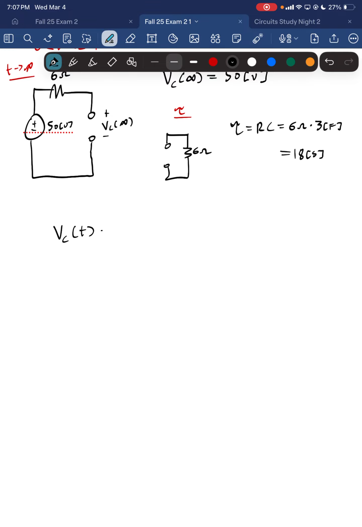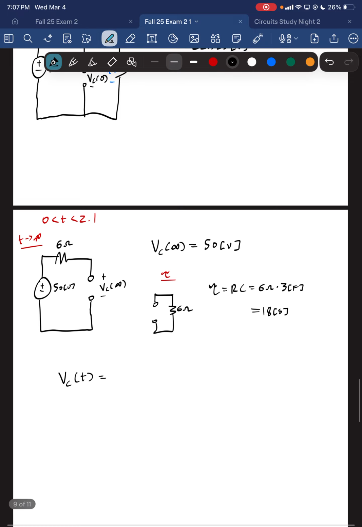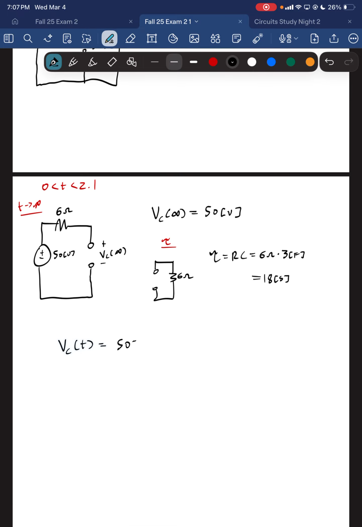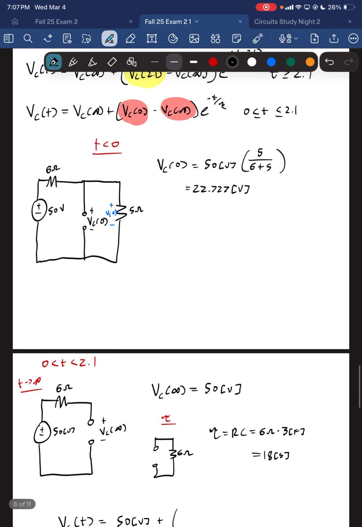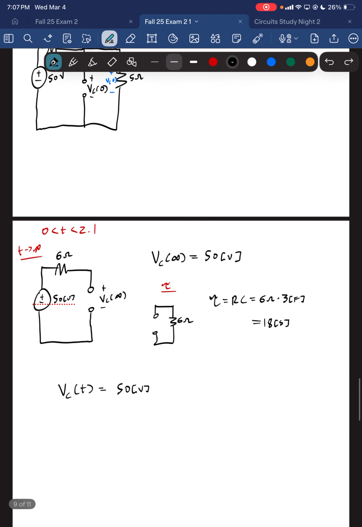No, not yet. Okay, so let's finish the equation for our first time frame, which is 50 volts plus, and then it's going to be 22.727 minus 50. So it's going to be minus 27.28.